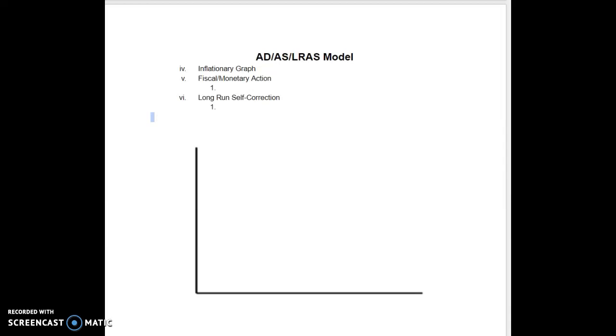Hello, we are going to be doing the second AD-AS LRAS model for the inflationary gap. So first, we need to recognize again the AD-AS LRAS model is talking about the aggregate, so instead of price, we call this price level. Instead of quantity, we call this GDP, which is the quantity of all production. And then you can put an R at the end there, or you can put the R at the front to indicate that it's real GDP.